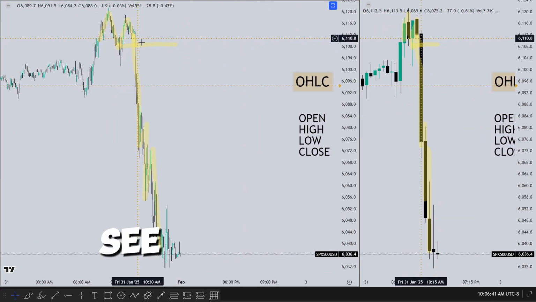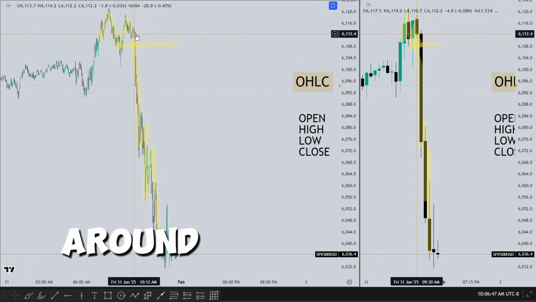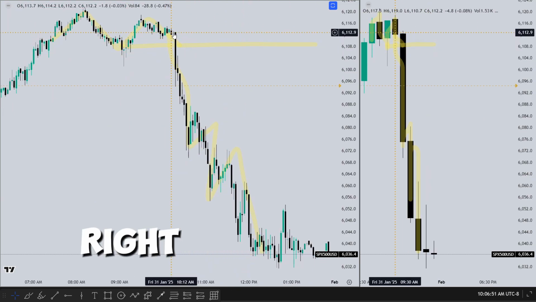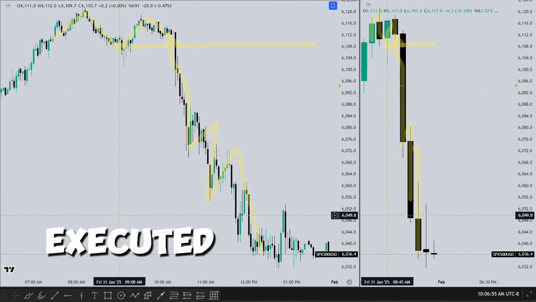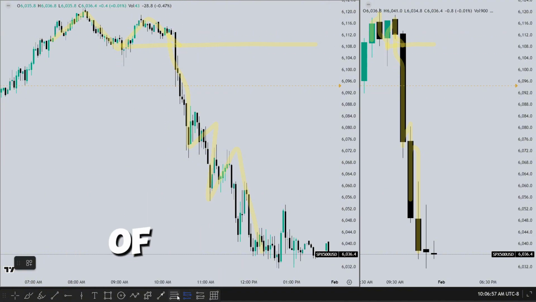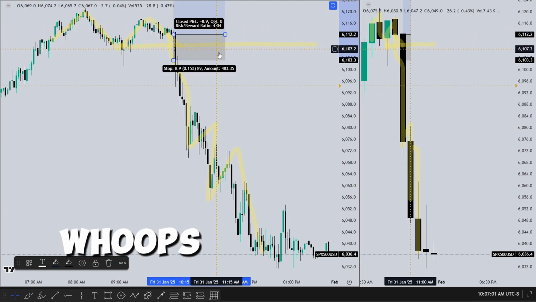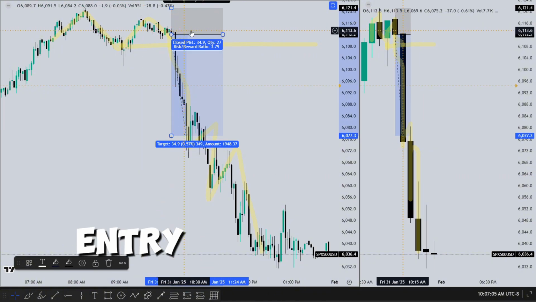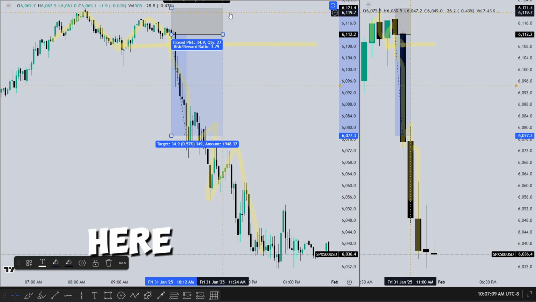So as you can see, right when this 45-minute candle opened at 10:15, which is right around here, let me zoom in a bit more, 10:15 right here, you had a new 45-minute candle open. You could have executed on the breach of these lows. You could put your entry on the breach of the 45-minute lows, or these lows right here.